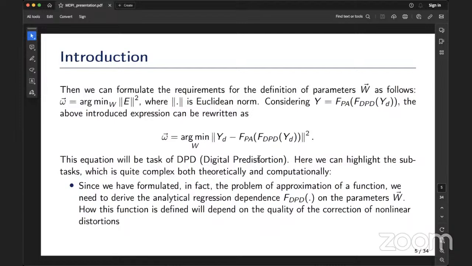All right, since we have formulated, in fact, the problem of function approximation, we need to derive the analytic regression dependence, F_DPD, on the parameters W. How this function is defined determines the quality of the correction of this nonlinear distortion. One of the most popular algorithms for models with memory, systems with memory, is digital predistortion implemented using the Volterra series. The most general way to introduce memory is to employ the Volterra series. But the major problem is that the number of coefficients of the Volterra series makes it unattractive for practical applications.